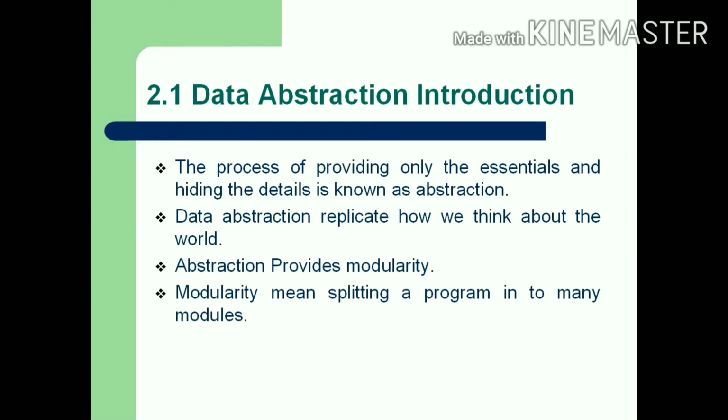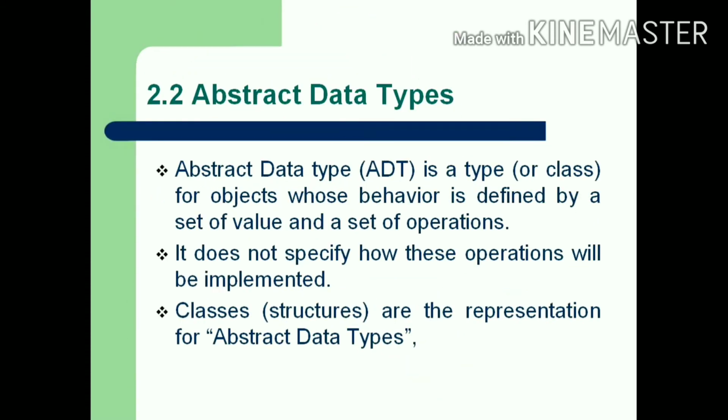Data abstraction can be achieved by using a concept called ADT. ADT means abstract data type. It is a type like the data types we use in any language, for example int, float, char, etc. Here, class is one of the most important types in abstract data type, which allows us to set up values and a set of operations. It does not specify how these operations will be implemented, it just sets values. Classes are the representation for the ADT. ADT means abstract data type.